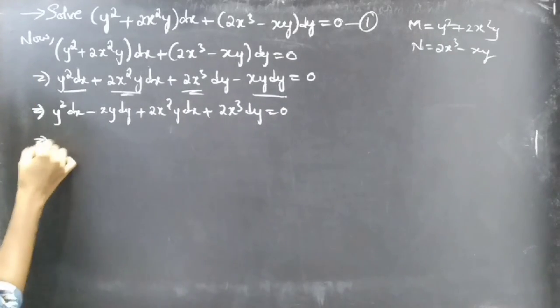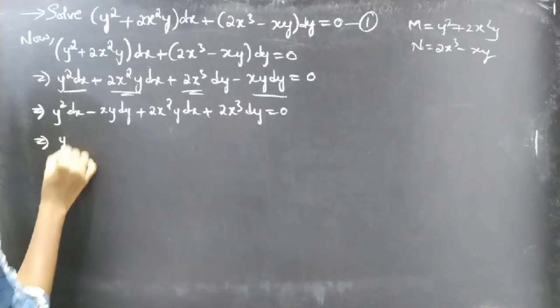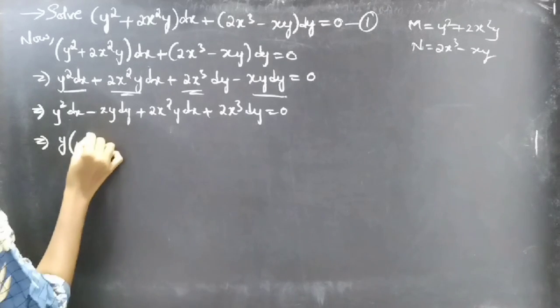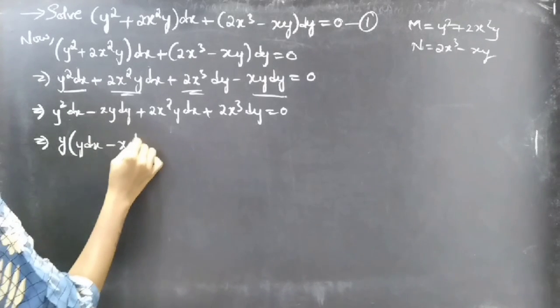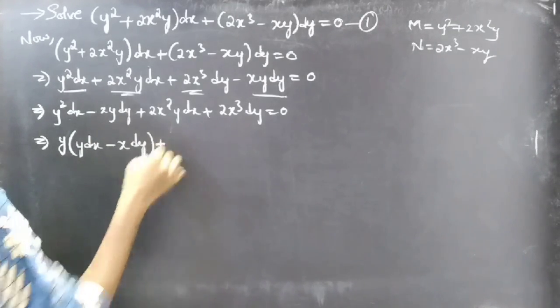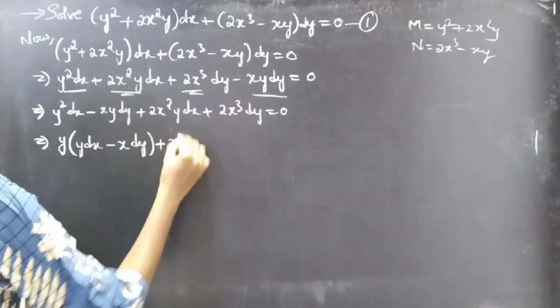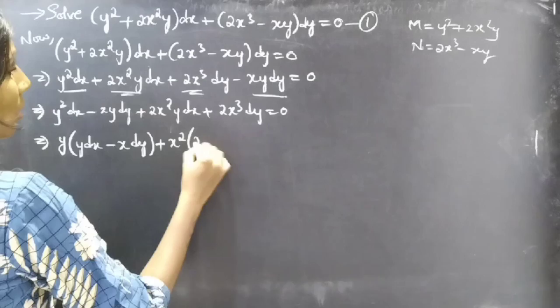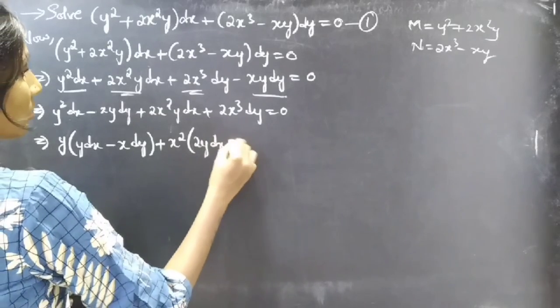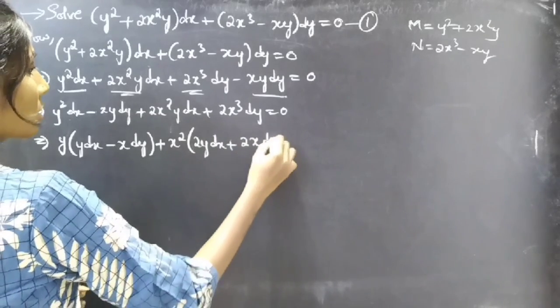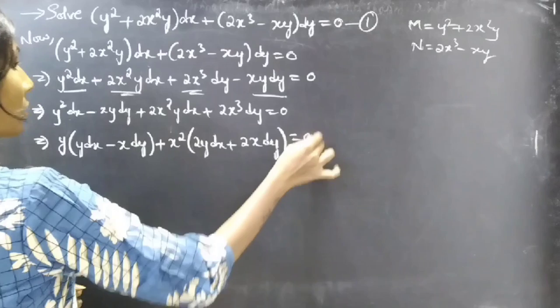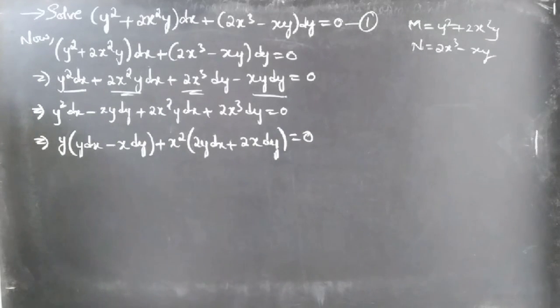Now I'll take y common from the first two terms, so I'll get y times (y dx - x dy), plus, now I'll take x² common from the next two terms, I'll get x² times (2y dx + 2x dy) equal to 0, right?